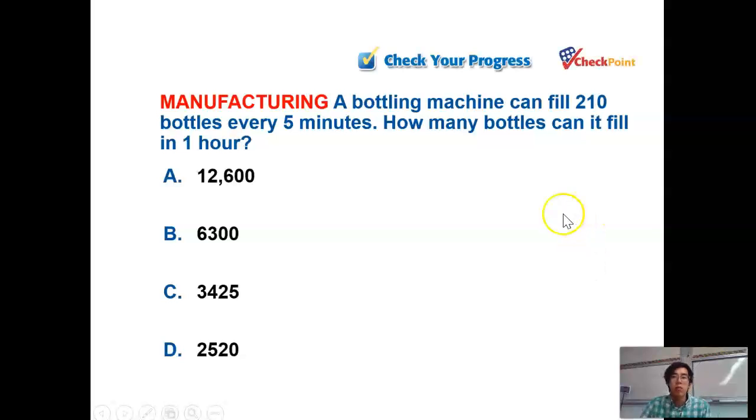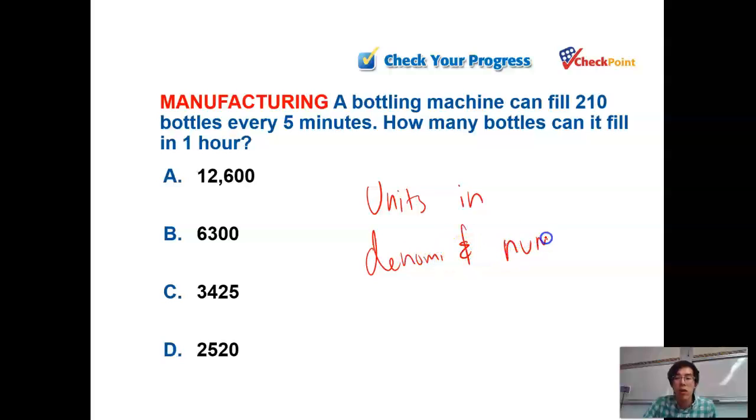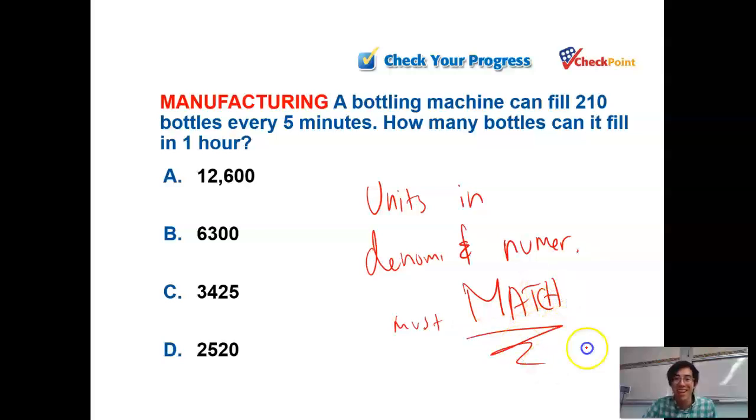And try these problems. So just make sure the units on the denominator and numerator must match. That's important when you're setting up these problems. Match. Okay, go for it.